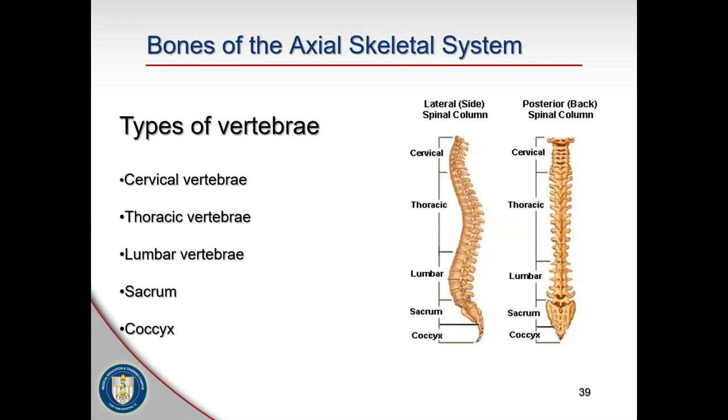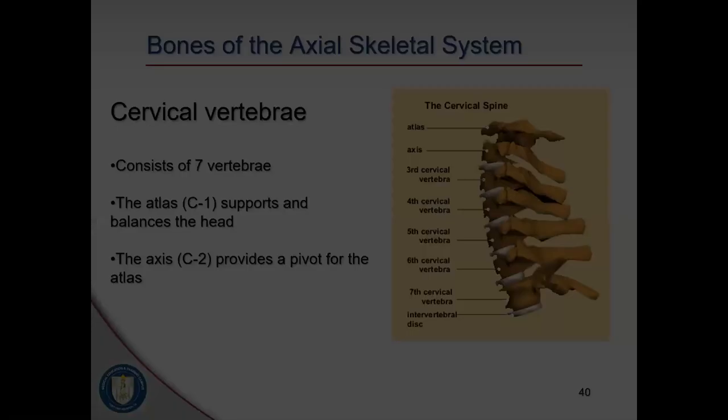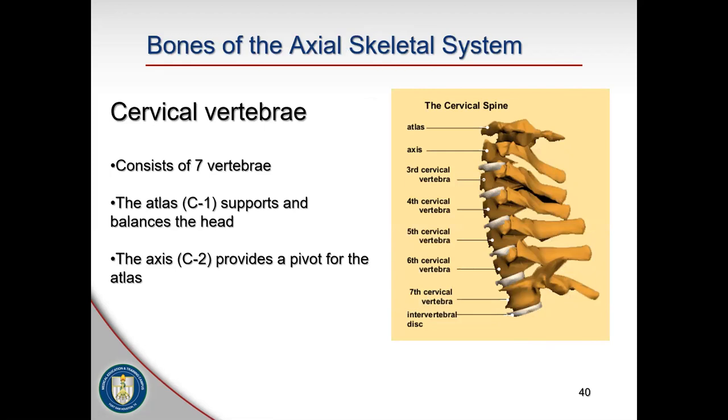You just break it down a little bit. But here you will have this one to be broken down. The cervical vertebrae consists of 7 vertebrae. You have the atlas to be the very first one. That'll be the C1, and what that does is it helps support balance of the head. The axis would be C2, that provides the pivot for the atlas to move around.